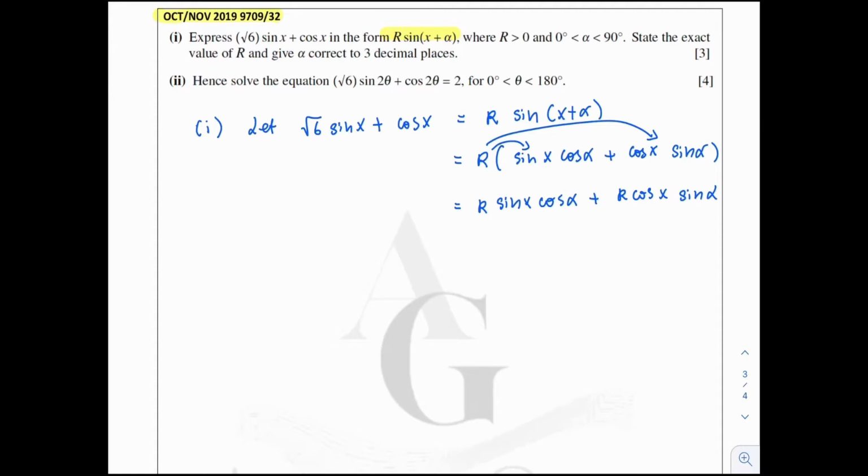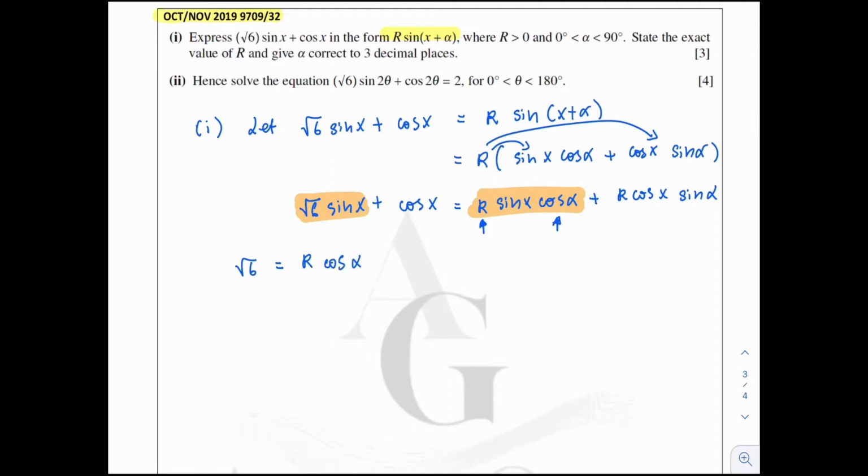So what to do next? We need to compare to the left hand side. Let me jot down the left hand side, which is square root 6 sine x plus cos x. So we just need to compare the first term with the first term, which is this and this. You notice that for the sine x, the coefficient is just square root 6. And for the right hand side, the sine x coefficient is r cos alpha. So you just compare the coefficients for the sine x.